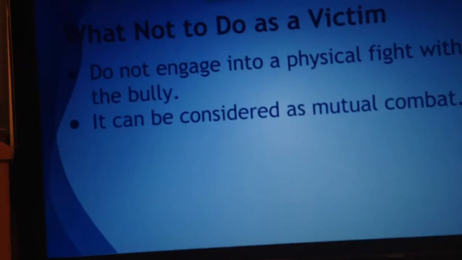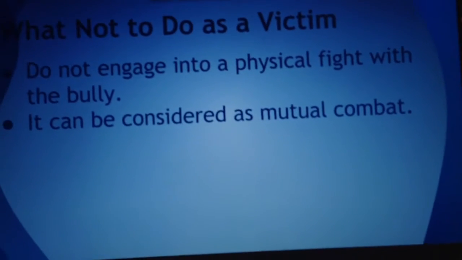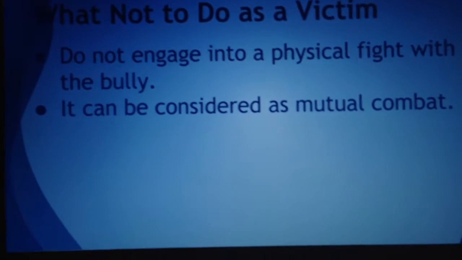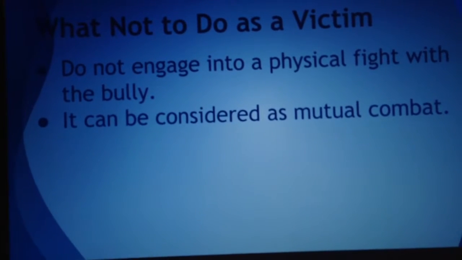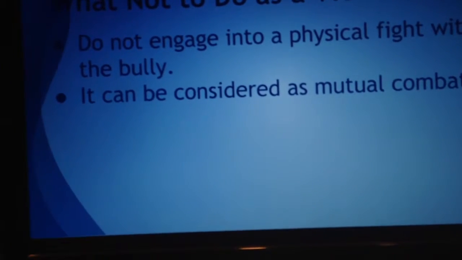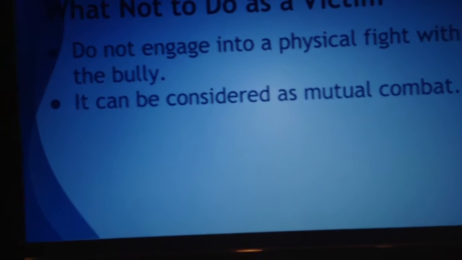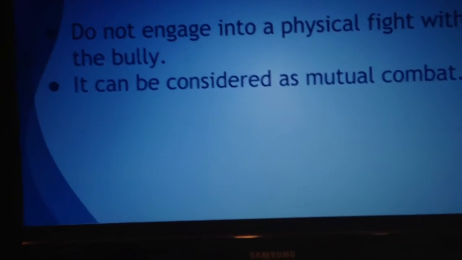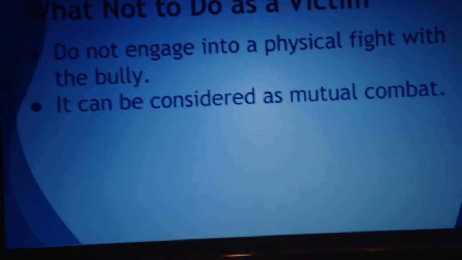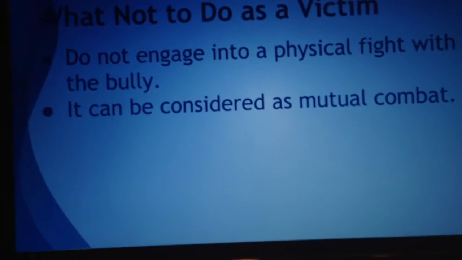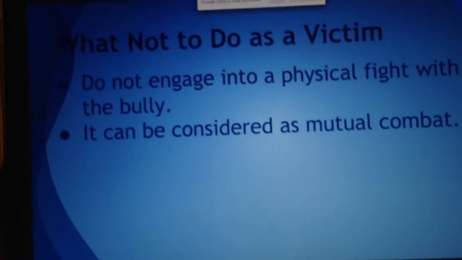What not to do as a victim? Don't engage in a physical fight with the bully, because that can be considered mutual combat, and instead of getting the bully in trouble, you will also be getting in trouble, because you two were both mutually fighting. The idea is to get the bully in trouble, not you. So that's why you should not fight.